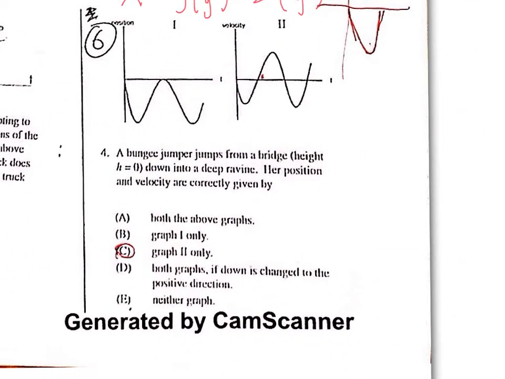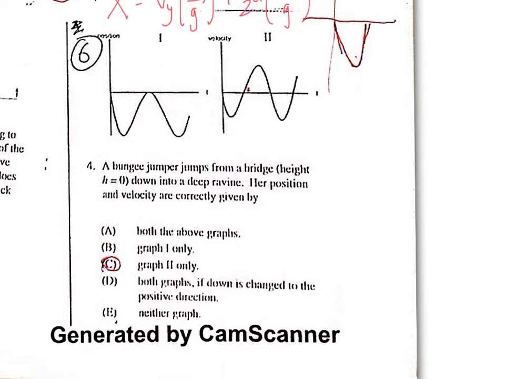Question 6. All right, so it's tempting to just say both of these work, but that's not really the case. To help you think about this, I recommend not looking at the graphs and saying a bungee jumper jumps from a bridge down into a deep ravine. Her position and velocity. So if we were drawing position versus time, right as she jumps off the bridge, she's actually going slowly and then speeds up and speeds up and speeds up in the negative direction.